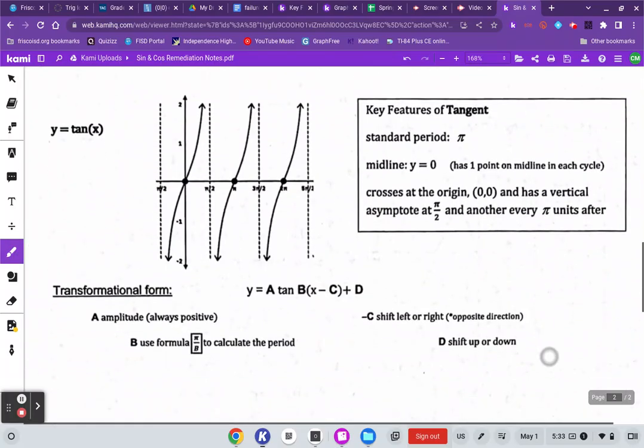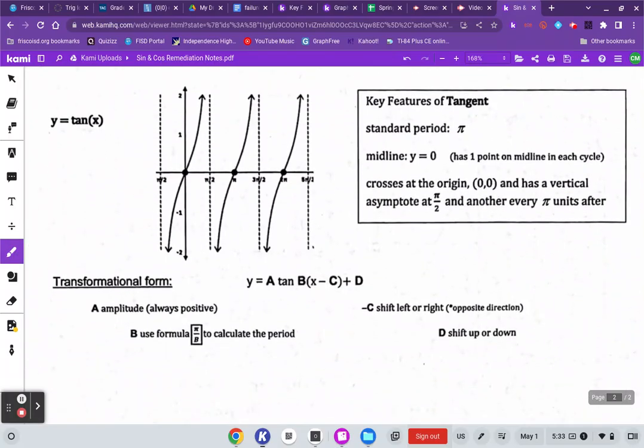So just because it's already on this notes page, let's pay attention here. Tangent. Since tangent has a standard period of pi, and that goes for tangent and cotangent, then my formula has now been changed to pi over b. So I still look in the same spot for the value of b. Whatever number I find here in this location of my equation, I'm going to put that into my formula in order to find out the period for tangent.